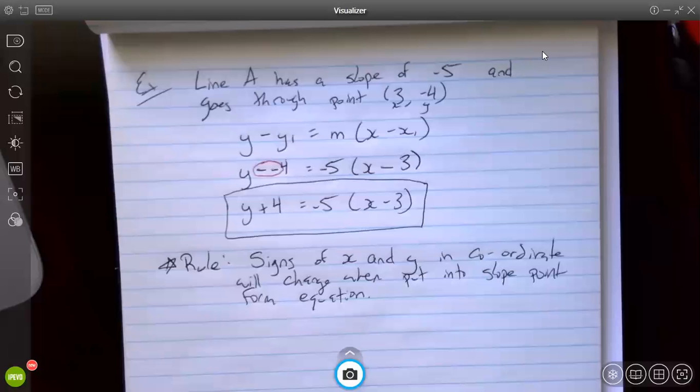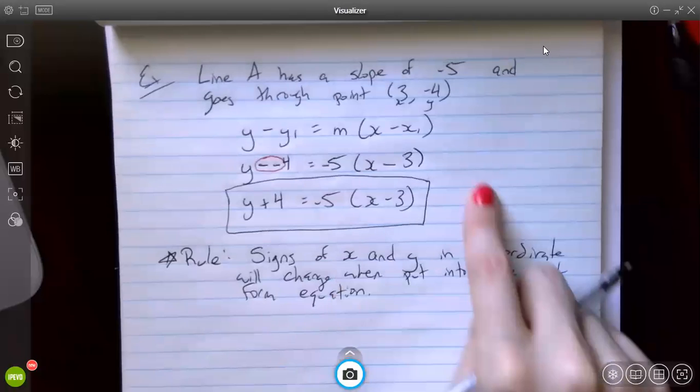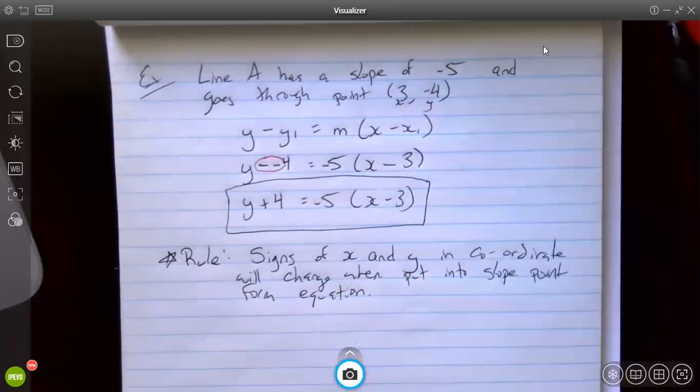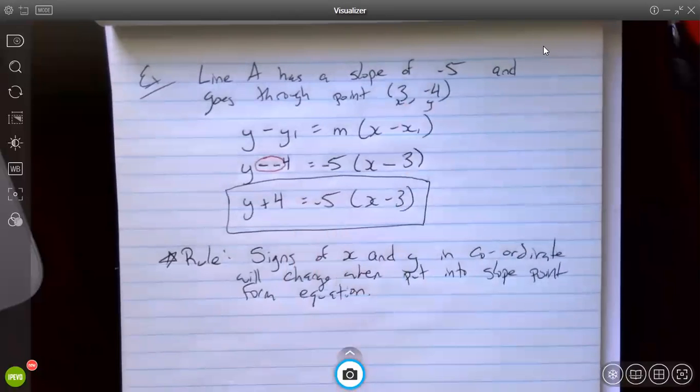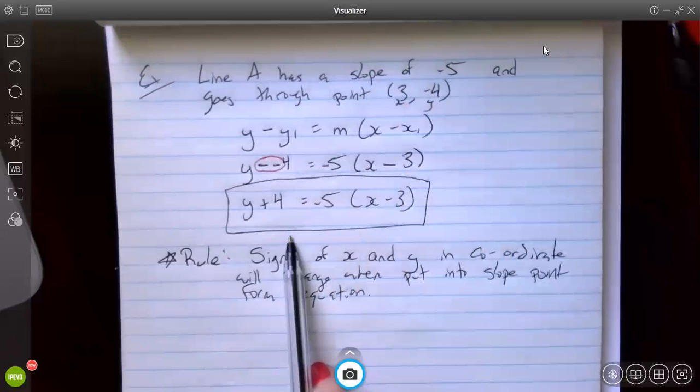Okay, so I've just written out that rule. The signs of the x and y in the coordinate will change when they are put into the slope point form equation. Okay, that's really the only tricky thing about the slope point form equation. That's all I have to say about that.